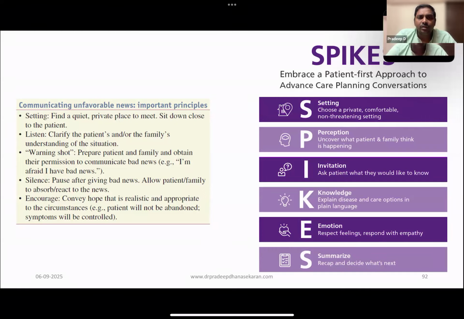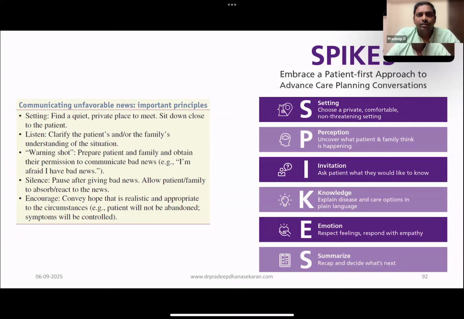Then you provide them the knowledge: you explain the disease and the care options in plain language. And during the invitation, you have to break the bad news. That is where the invitation happens. You have to give a warning shot. You prepare the family: I may have some bad news for you to understand.